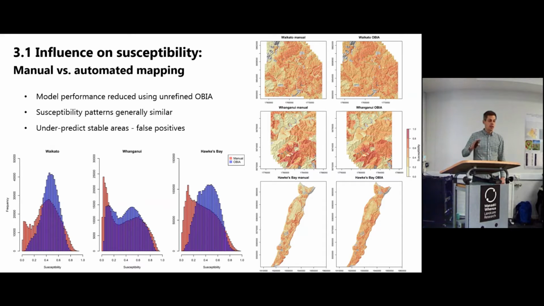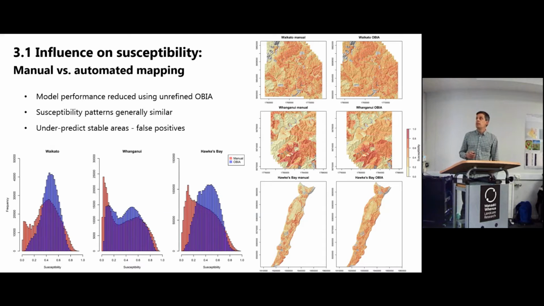Now, to test that, we actually applied the automated approach with no manual refinement to get that base level of performance. And what we found was, yes, model performance was reduced using the OBIA-based data, but the pattern of susceptibility that resulted in the test areas was reasonably similar.